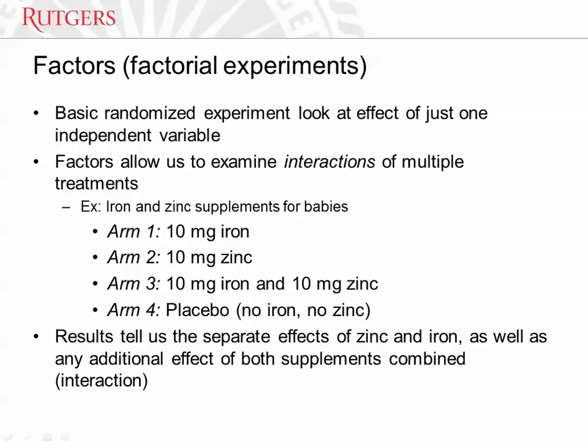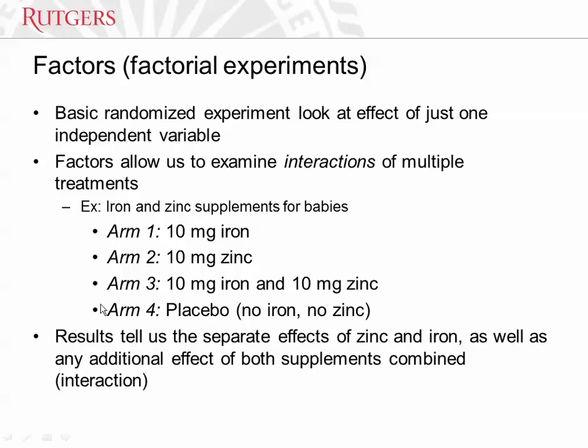And yet another way that experiments can vary or become more complex is they can include various factors, and they're sometimes therefore referred to as factorial experiments. So in a sense, this is like testing two treatments at once, as well as the interaction of the treatments. So again, the basic randomized experiment looks at the effect of just one variable, but factors allow us to examine interactions with multiple treatments.